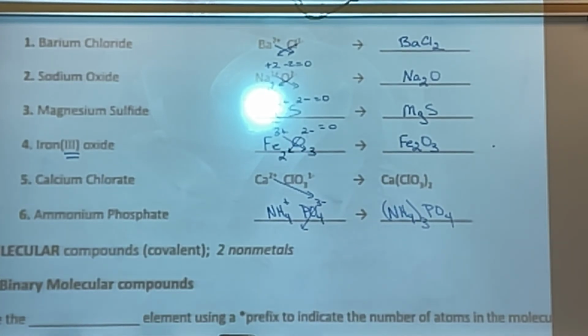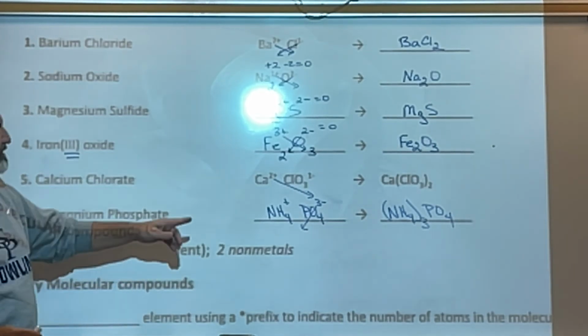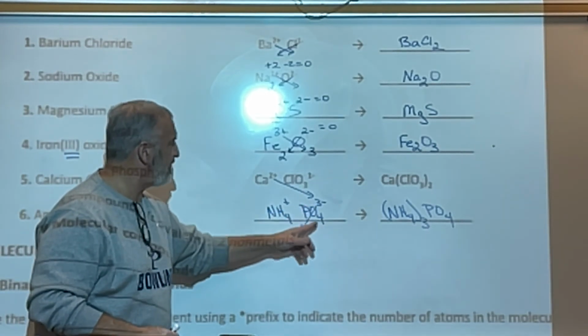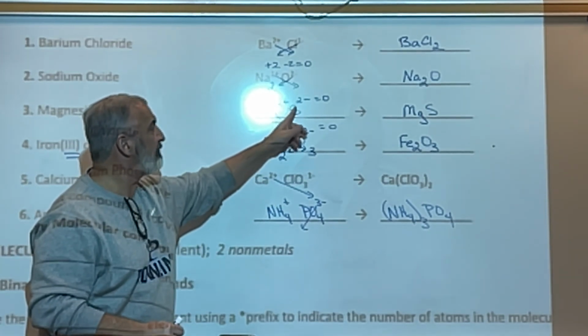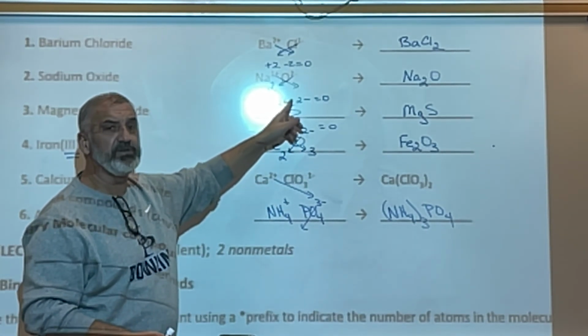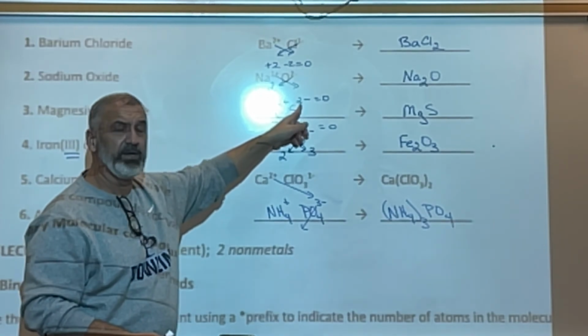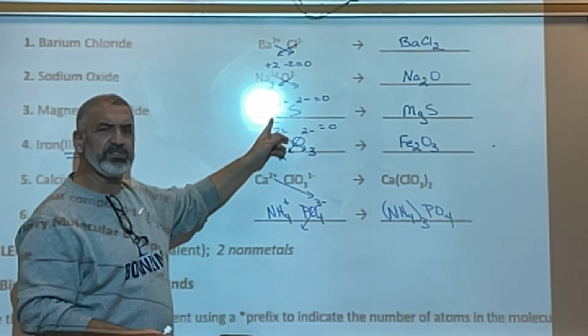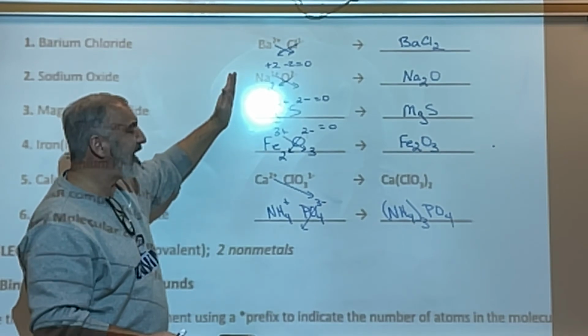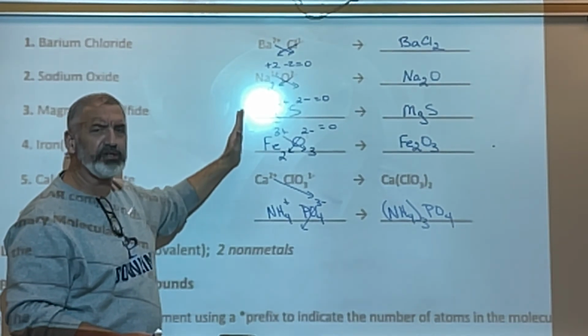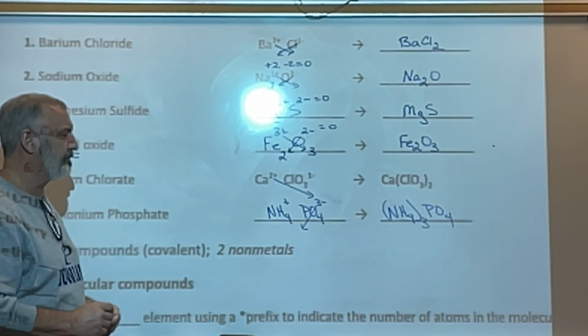So to write the formulas, we just have to make sure the charges balance, and we do that using subscripts. And so you just do the crisscross method. Now, it's always got to be reduced, so even if it was a +2 and a -4, it would be 2 and 4, but you reduce that to 1 and 2. These ionic compounds always use the empirical formula, the simplest ratio.